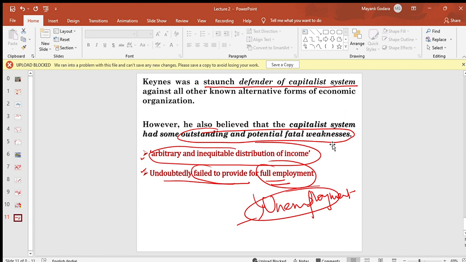Keynes, who was a staunch defender of the capitalist system, also believed that there are some weaknesses in the pure capitalism ideology. And what were they? There is an inequitable distribution of income, and it undoubtedly failed to provide for full employment. So we end our lecture here.